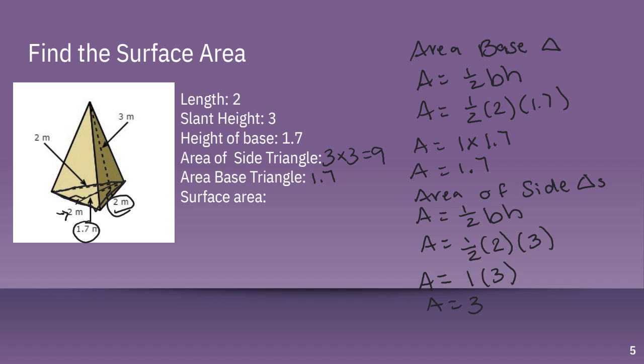So for my surface area, what do I need to do? I need to add the area of my side triangles plus the area of my base triangle. So in this case, that is 9 plus 1.7. And what is 9 plus 1.7? 10.7. And what is my measurement in this case? Meters. So I have 10.7 meters. And is that going to be cubed, squared? Squared. So my final answer is 10.7 meters squared. Great job.